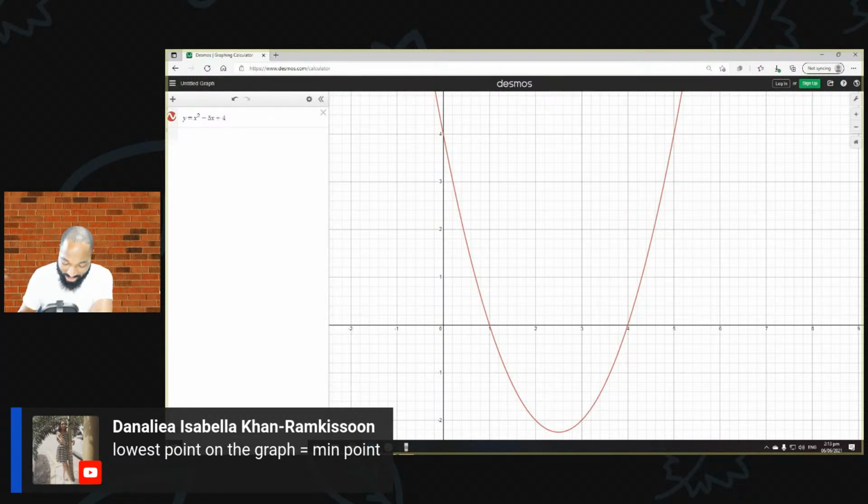Right? The roots are the numbers, the values of x when the graph cuts the x-axis. Remember, this is the x-axis.